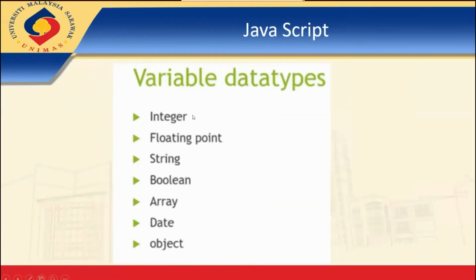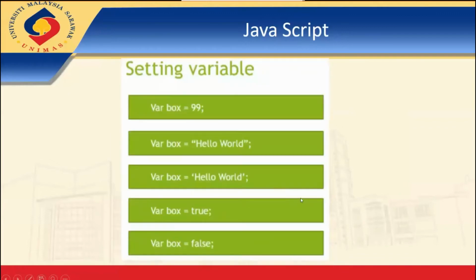Next, it supports integer, floating point, string, boolean, array, object, all those things, like any other programming language. It is a full-fledged programming language. To set a variable, for example a variable bugs equal to 99, you can. The same variable bugs can be hello world. We no need to specify the data type. I'm repeating again, the JavaScript engine understands from the value what type of variable it should be.